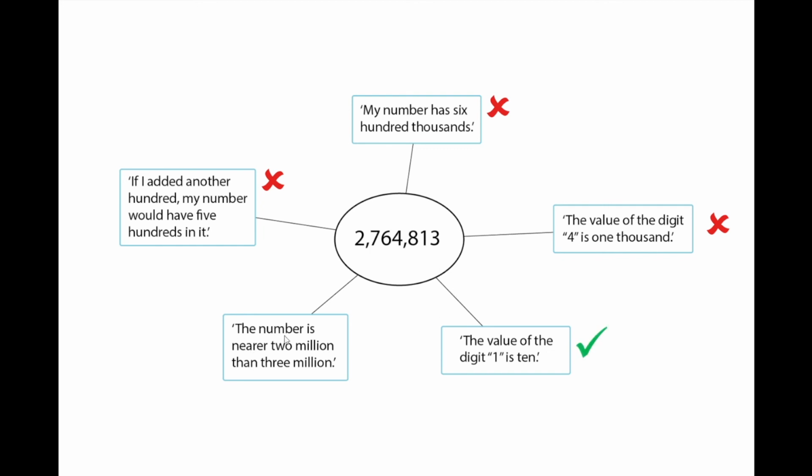The number is nearer 2 million than 3 million. Is that true or false? Well, it has more than 500,000. 700,000 is nearer the next million. So I think it's nearer 3 million. It's false. Excellent. Now, have a go at some of the worksheets that come with this video.